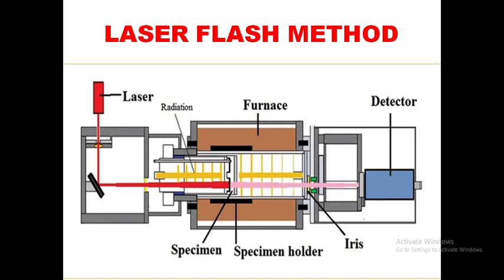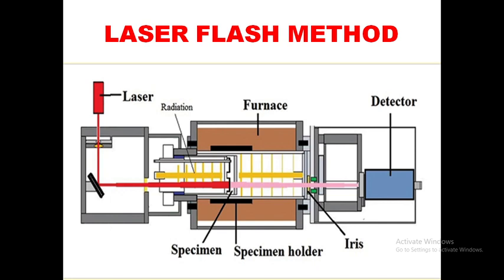In this method, a laser pulse is sent to the front side of the specimen and the temperature change on the backside is measured. The method is conducted by heating a specimen with a short laser pulse, whose width is very small, on the front side of the specimen. The temperature increase on the rear side is measured and determined.